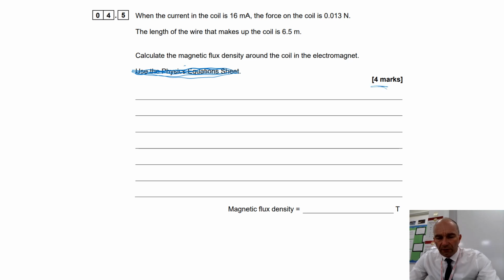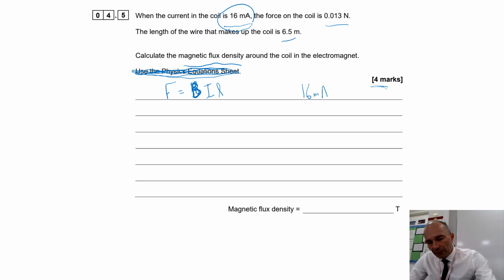We've got to calculate magnetic flux density, we've got the length of the wire, we've got a force, and we've got a current. Now, like I said, this is where we're going to be using the formula force equals magnetic flux density, which is represented by a B, multiplied by the current, multiplied by the length of the wire. Now, we're looking at current. We should be suspicious. 4 marks.